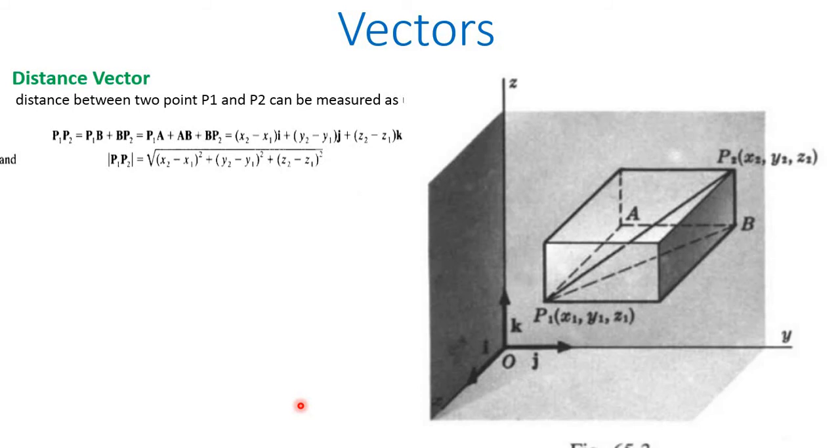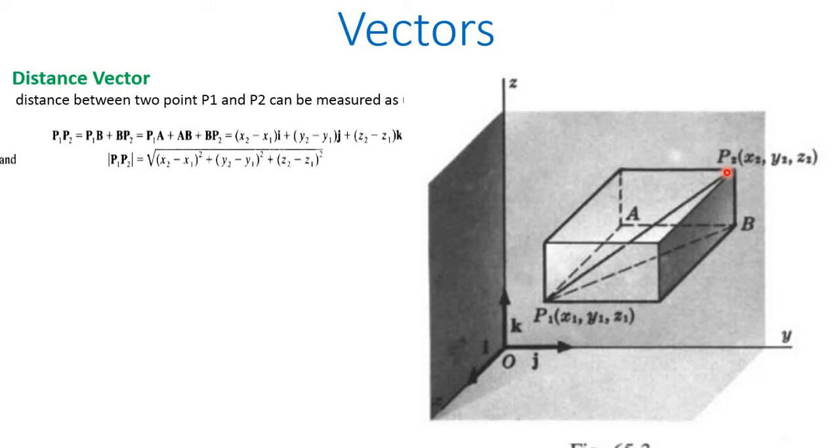Additionally, we can find the distance between the two points. Let's say that this is the point P1 and this is the point P2. What is the distance between these points in this space denoted by Cartesian coordinates x, y and z? If you see that this is the point P1 and this is the point P2, the distance can be measured from P1 to A, and then A to B, and then B to P2.